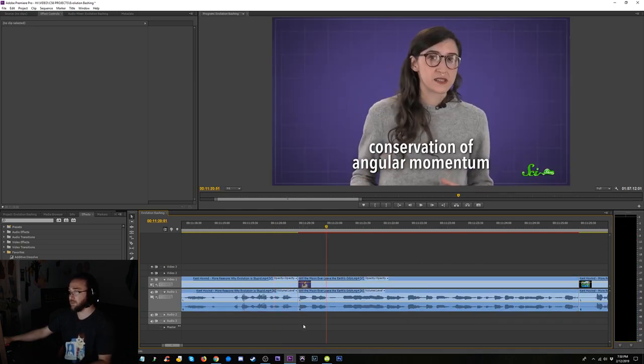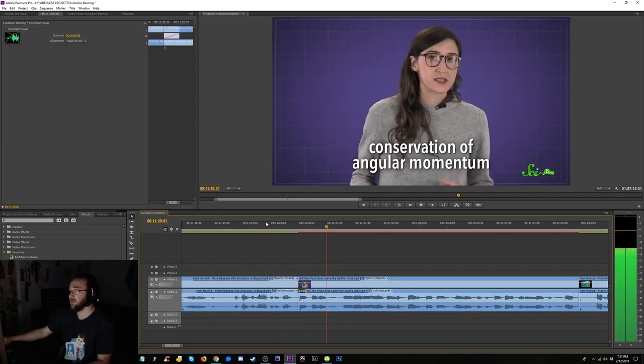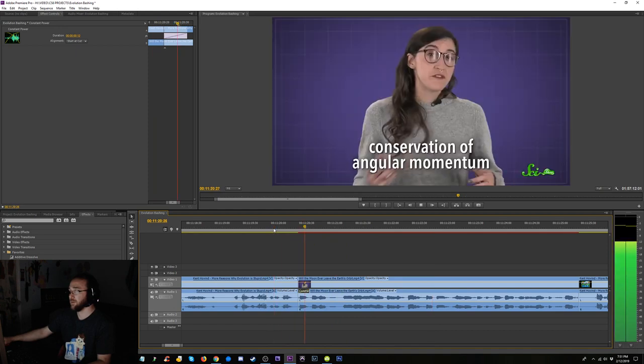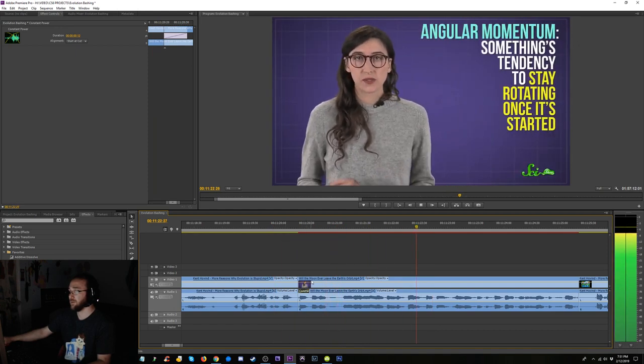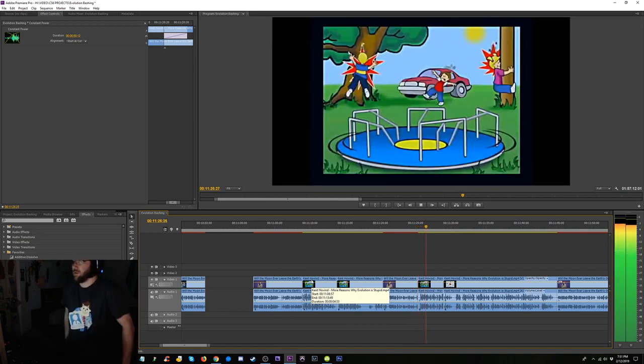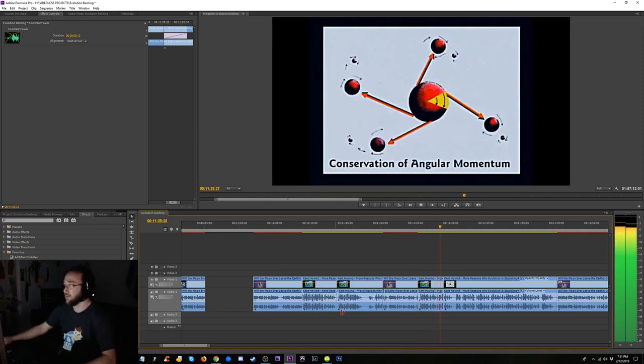In physics, angular momentum describes something's tendency to stay rotating once it's started. Conservation of angular momentum says spinning objects break apart and the fragments spin the same direction.